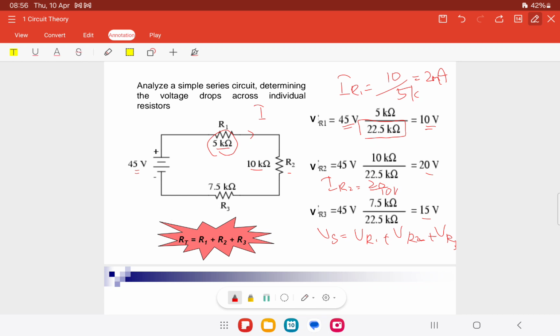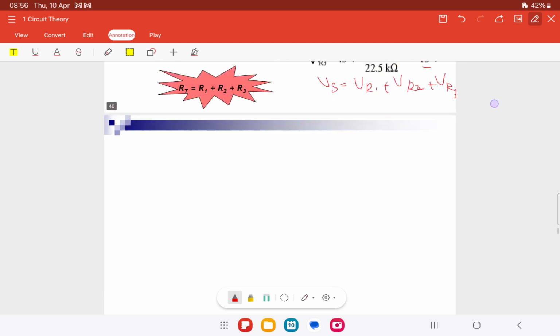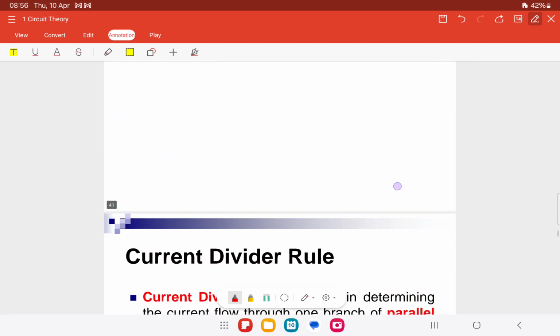Why? Because now we have a series circuit. For a series circuit, all the current must be the same. So Ohm's law, KCL, KVL, current divider, voltage divider, going round and round, the value must be the same. So it is up to you which to use. But it depends. If the question mentions current divider, then you need to use current divider. Alright, so this is for voltage divider.